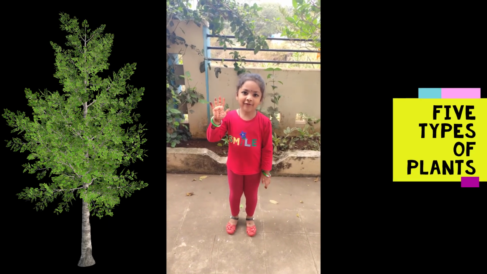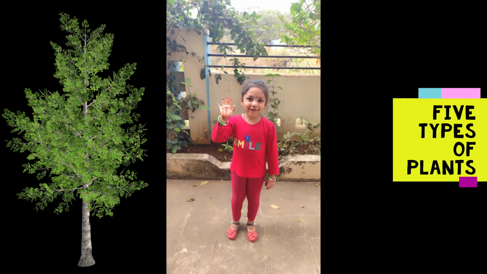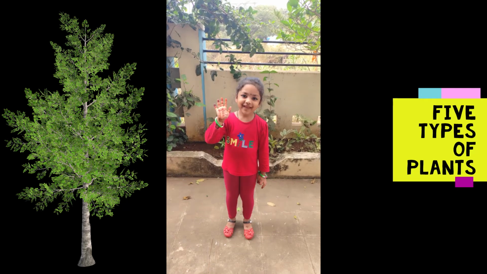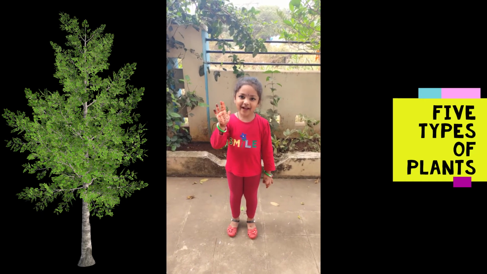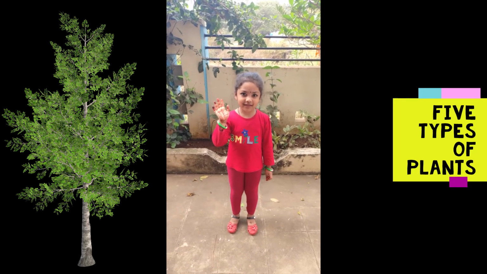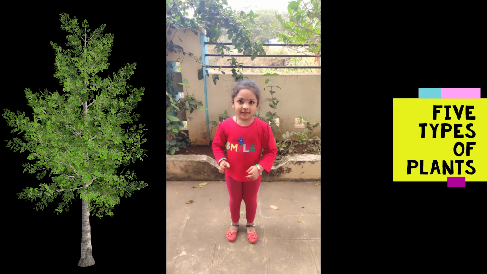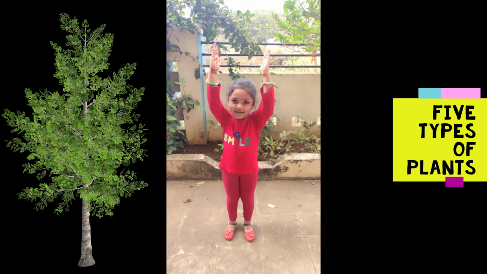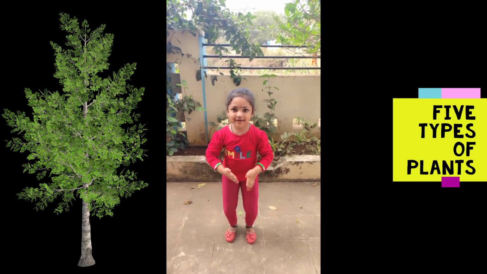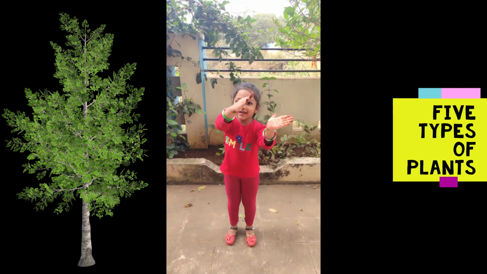There are five types of plants: tree, shrub, herb, creeper, climber.